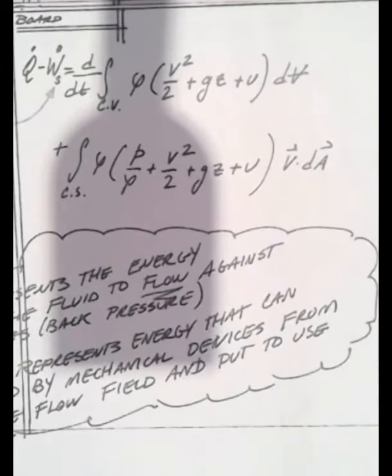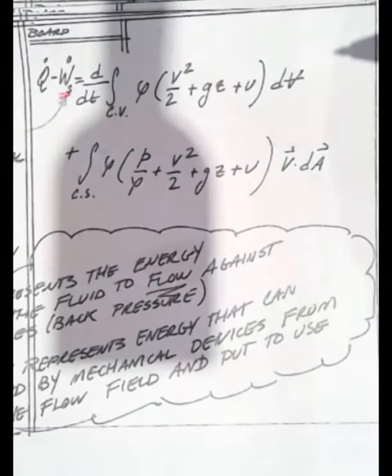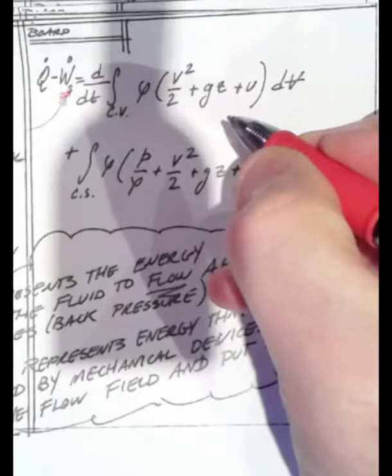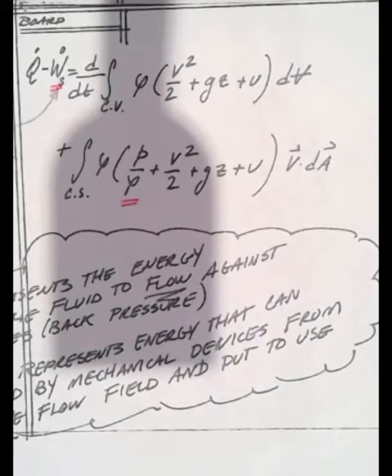By way of a comment, the flow work here represents the energy required for the fluid to flow against pressure forces or against a back pressure. The shaft work represents the energy that can be removed by mechanical devices from the flow field and put to use. Okay, so that's an important idea. Energy that can be put to use appears here. Flow work appears here in the flux integral. That's a convention, that the flow work is kept separate.